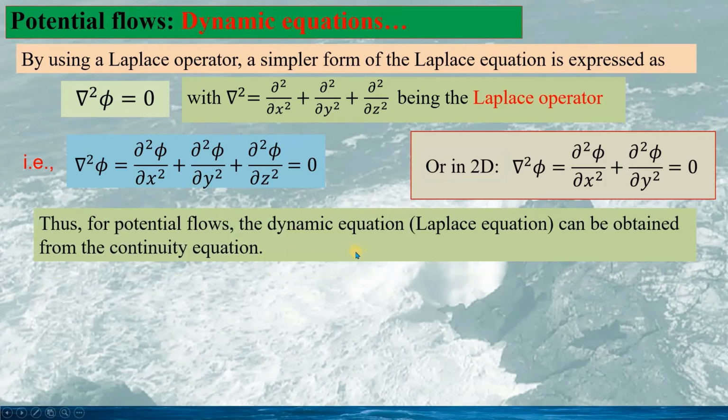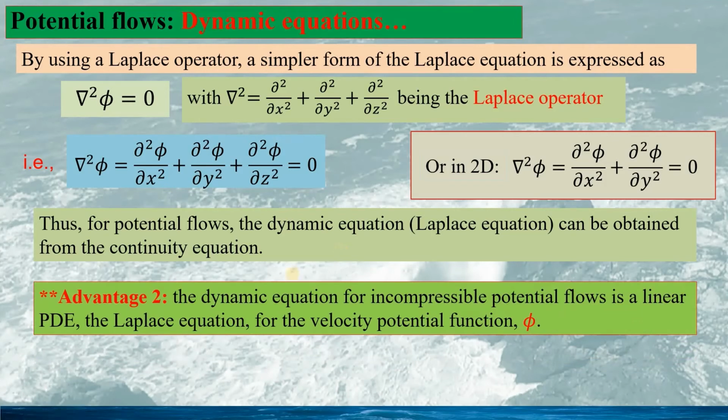Thus, we can see for potential flows, the dynamic equation, the Laplace equation, can be obtained from the continuity equation. Here, we have the second advantage for potential flows. The dynamic equation for incompressible potential flows is a linear partial differential equation, the Laplace equation for the velocity potential function phi.